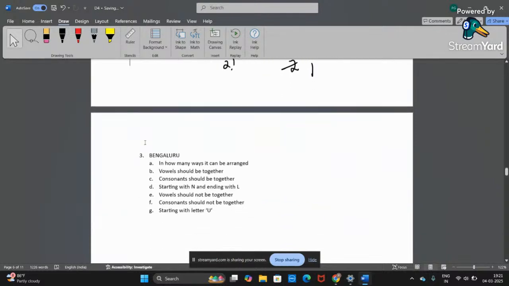Now let's move on to find the third one. Try to solve this. Try to solve and tell the answer, in how many ways it can be arranged. The word is Bengaluru. So there is repetition, right? If there is repetition, we have to divide by the factorial of the repetition. Try to solve and tell the answer.